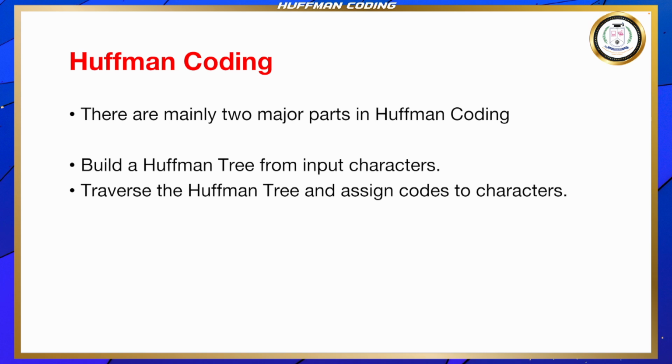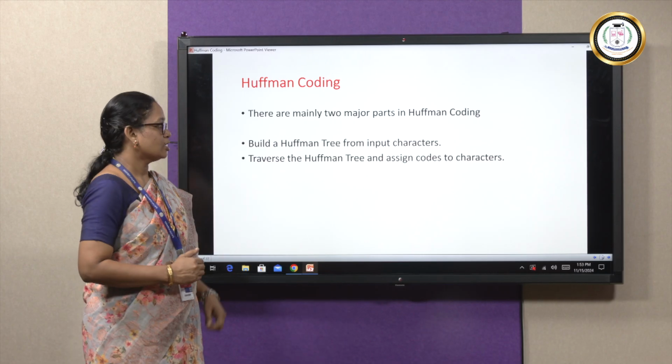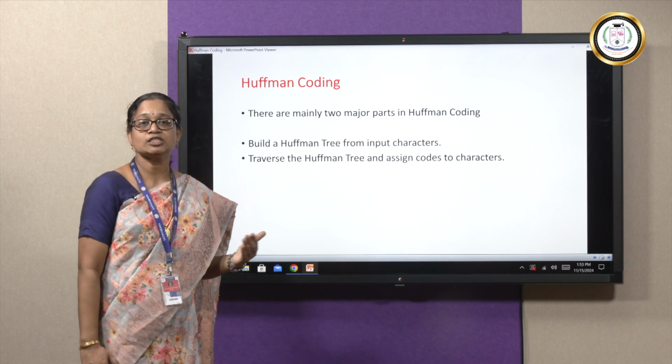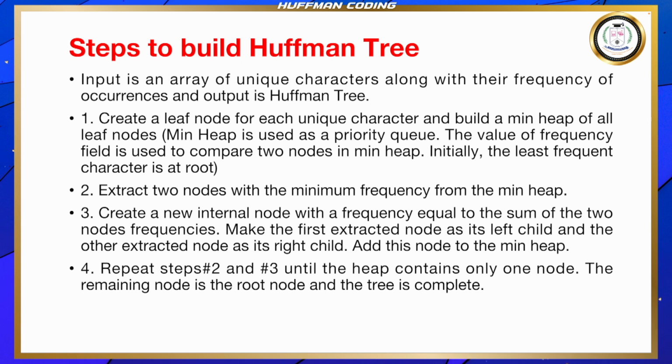There are two major parts in Huffman coding technique. The first one is building a Huffman tree from the given input characters. And the next step is to traverse the Huffman tree to assign the codes to the characters. So these are the two major parts in Huffman coding technique. Now let us discuss the steps required to build the Huffman tree.